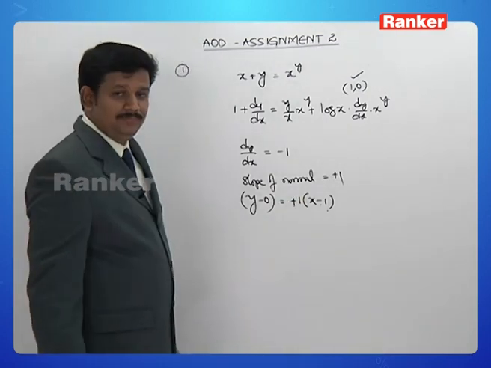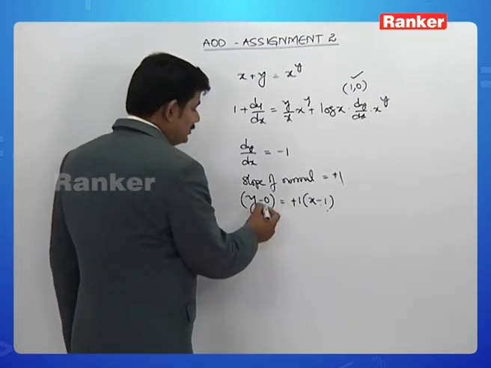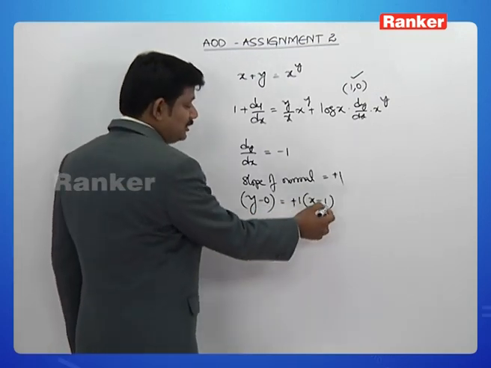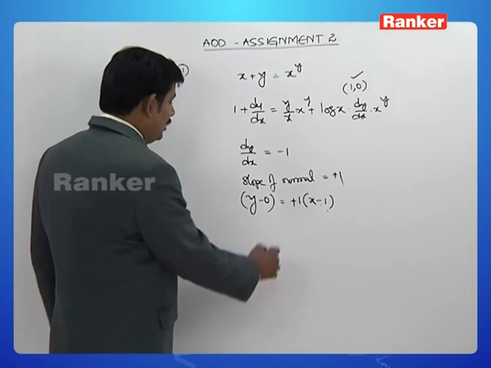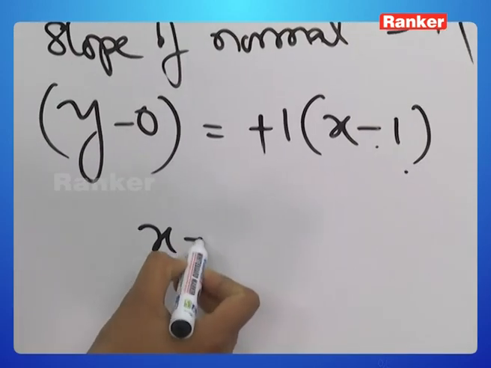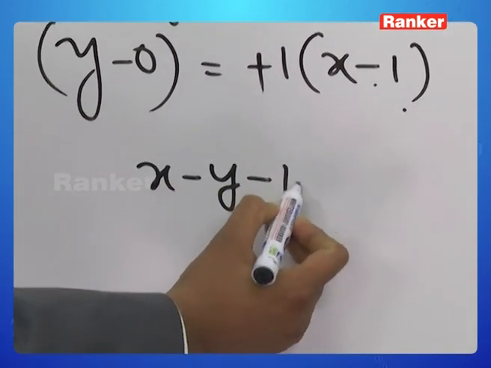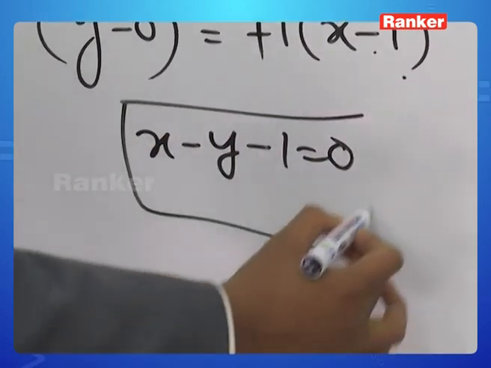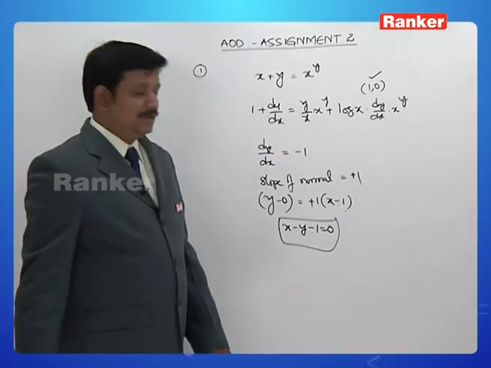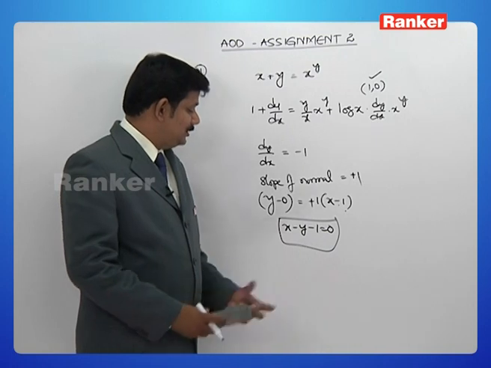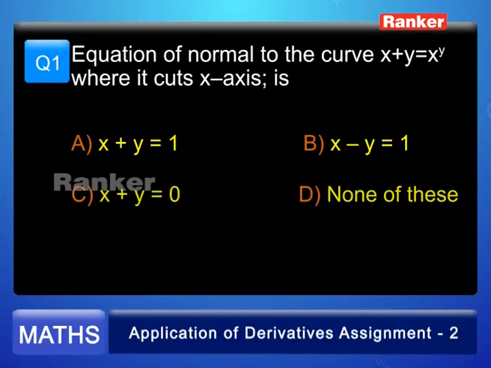Using point slope form, the equation of the normal is y minus 0 equal to m into x minus 1, or the equation is x minus y minus 1 is equal to 0. This is the equation of the normal. So the answer is x minus y equal to 1, option B. Option B is the right answer.